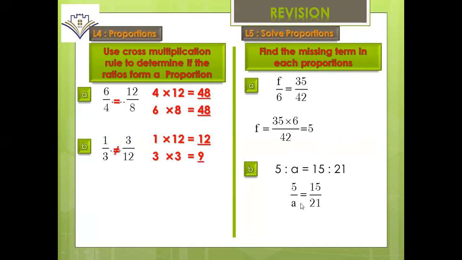This is the answer, 7. By another way, A is equal to 5 multiplied by 21, divided by 15. Simplifying, 15 divided by 5 equals 3, 5 divided by 5 equals 1, and 21 divided by 3 equals 7. Then the answer is 7.